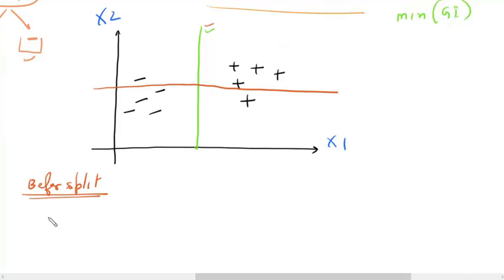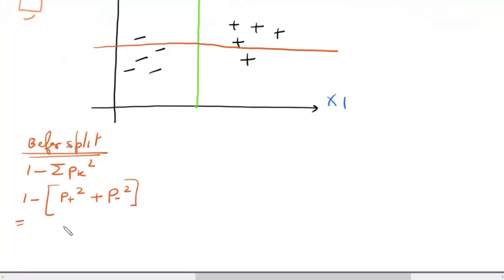Let me use the same formula, 1 minus summation of pk whole square. Before split I do not have any split, so all the points are in one bucket, the entire data is in one bucket. So how will I do this? 1 minus the proportion of plus whole square, and then since I have a summation sign, I will write proportion of minus whole square. So let us calculate this.